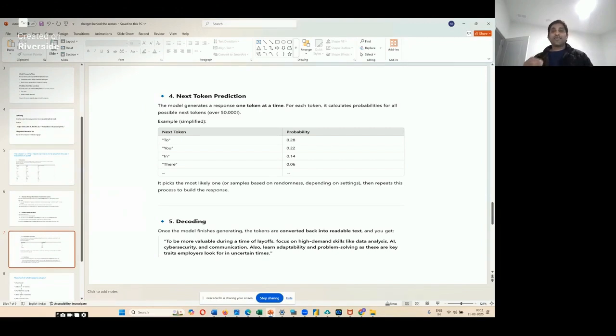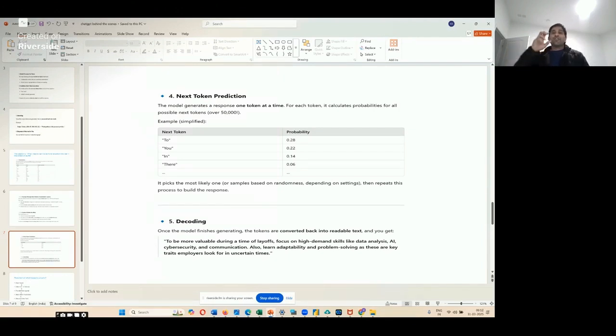The model generates a response one token at a time. For each token, it calculates the probabilities for all next possible tokens. The next possible token may be "to," so it will establish a probability for that. The next token can be "you," so it builds a probability for that. The next token can be "in," and it builds a probability for that. The next token can be "there," and it builds a probability for that. Once all the probabilities are formed, the one with the highest probability is taken to the output.